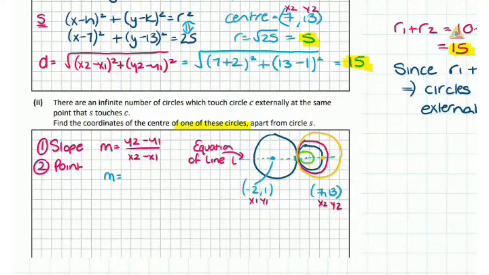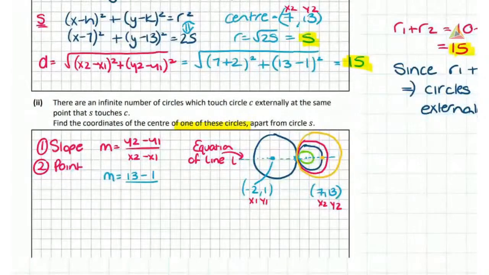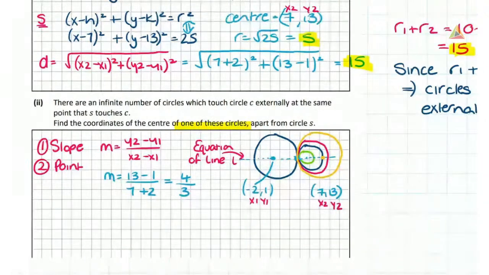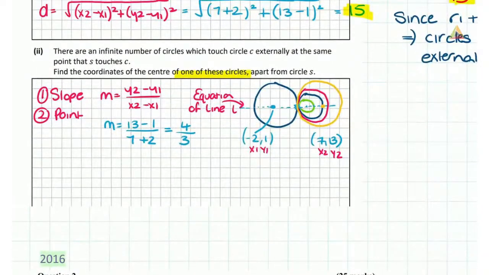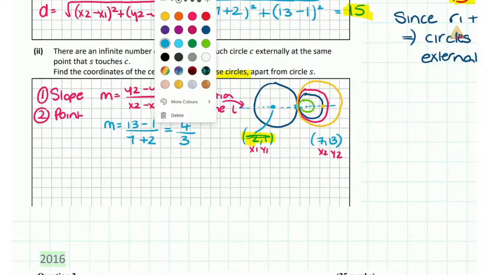So slope is going to be 13 minus 1, so y2 minus y1, over x2 minus x1, so that's going to be 7 minus minus 2, or 7 plus 2. And that will give me a slope of 4 over 3 for that line. Okay, so obviously my diagram isn't that accurate, but you get the idea. And the second thing we need is a point on the line. So why not use this point here, minus 2, 1, because we've already labelled that as x1 and y1.